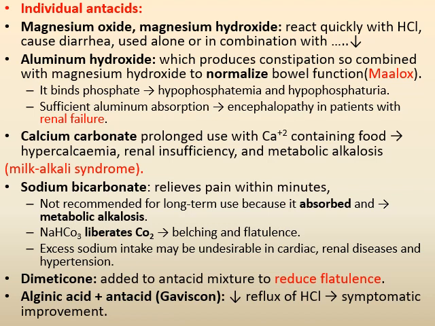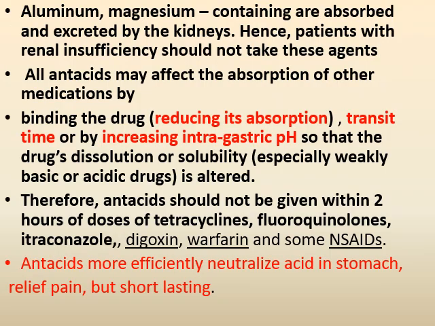ممكن يضيفون الجينيك أسيد للأنتي أسيد، مثلا الجافسكون هو تركيبة بها الجينيك أسيد وهي الأنتي أسيد to reduce the reflux of HCl، ولذلك ينطو بالreflux esophagitis. In patient with renal failure, we cannot give aluminum or magnesium containing antiacid because their excretion will be affected since they are excreted by the kidney.